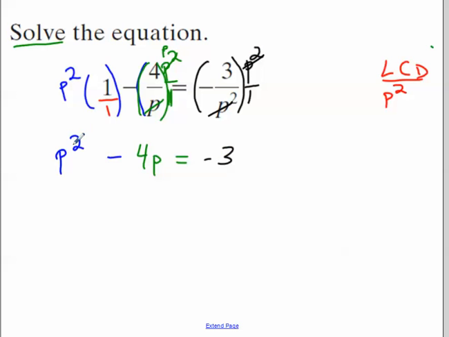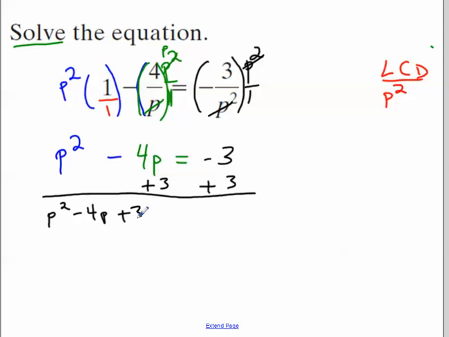To solve an equation with a squared term, we have to move everything to the left side, and then factor everything on the left side equal to 0. So I'm going to move everything to the left side by adding 3 over here, and I'm going to add 3 over here, and I will get p squared minus 4p plus 3 equals 0. Now we've got to factor the left side.